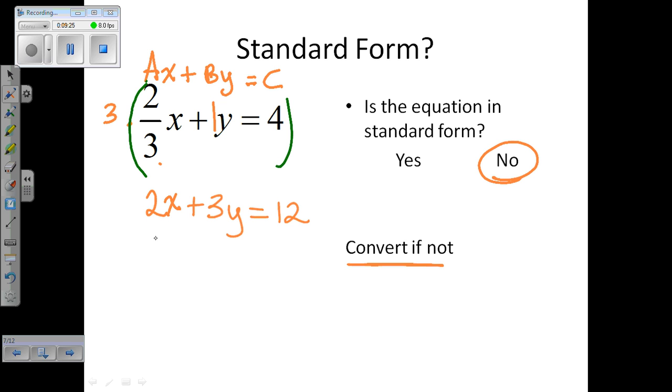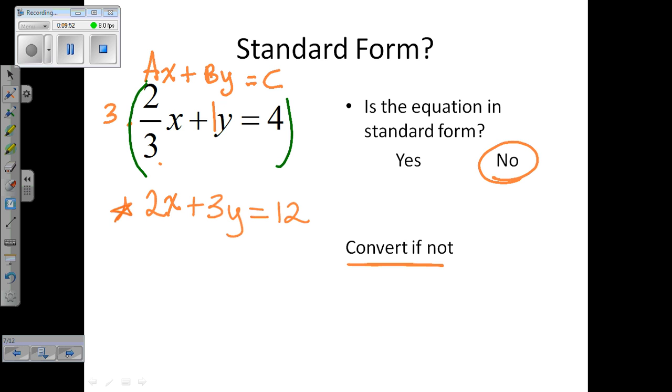So let's just make sure it follows all the other rules. A and B are not both 0. A, B, and C are all integers now. A, B, and C do not all have a common factor. Even though 2 and 12 can both be divided by 2, and 3 and 12 can both be divided by 3, there's no number that all 3 of them can be divided by. So that's good. And A is not a negative number. So this is in standard form.